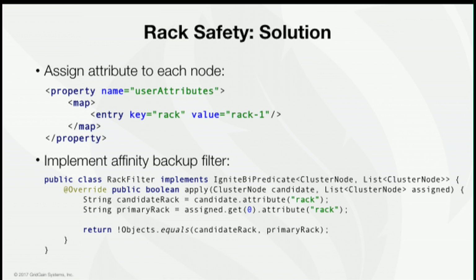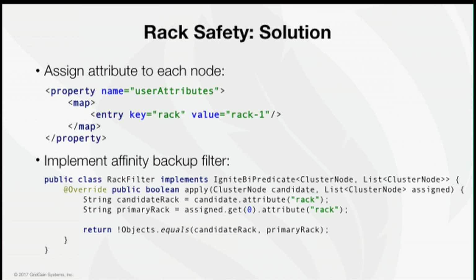And the function has 2 parameters. So every time Ignite tries to assign nodes to a particular partition, it will first assign a primary node, just choose it randomly, and then we'll go one by one through all other nodes, and using this function, it will check whether this node can be a backup or not. So the first parameter here is the candidate node, the one that can become a backup. And the second parameter is the list of nodes that are already assigned.